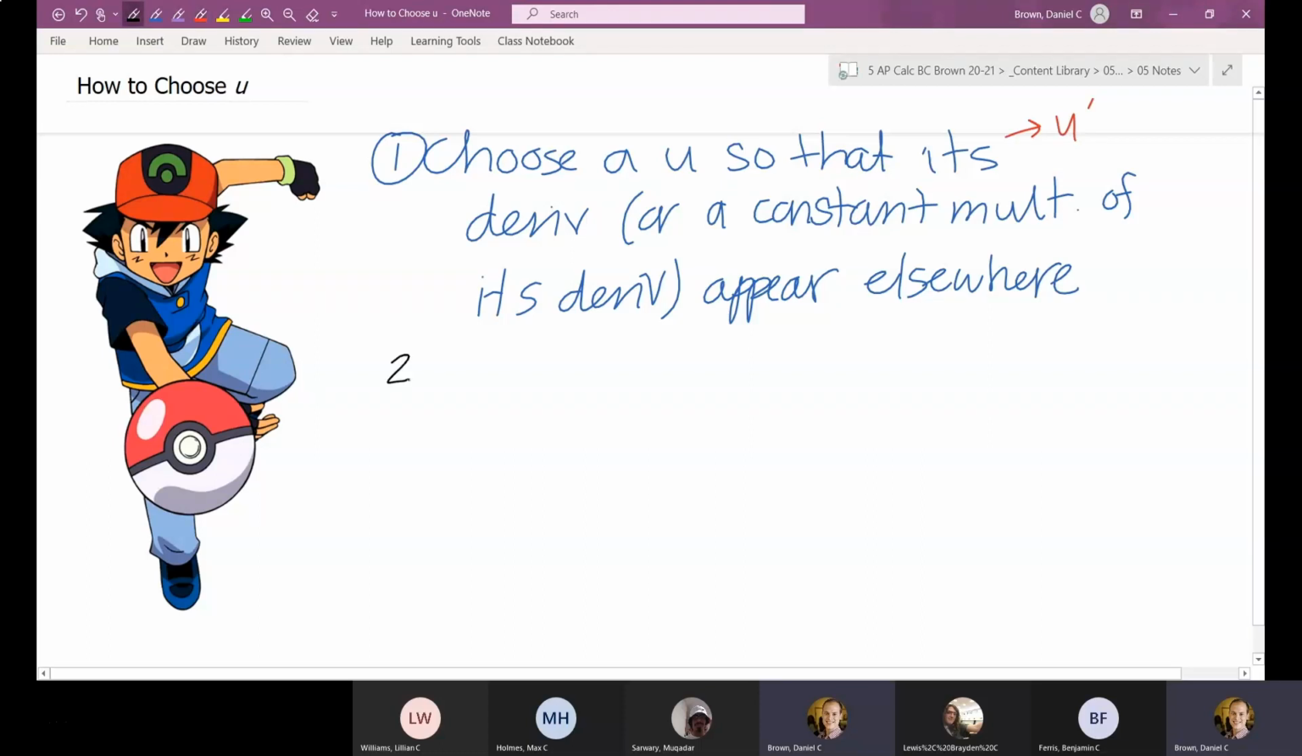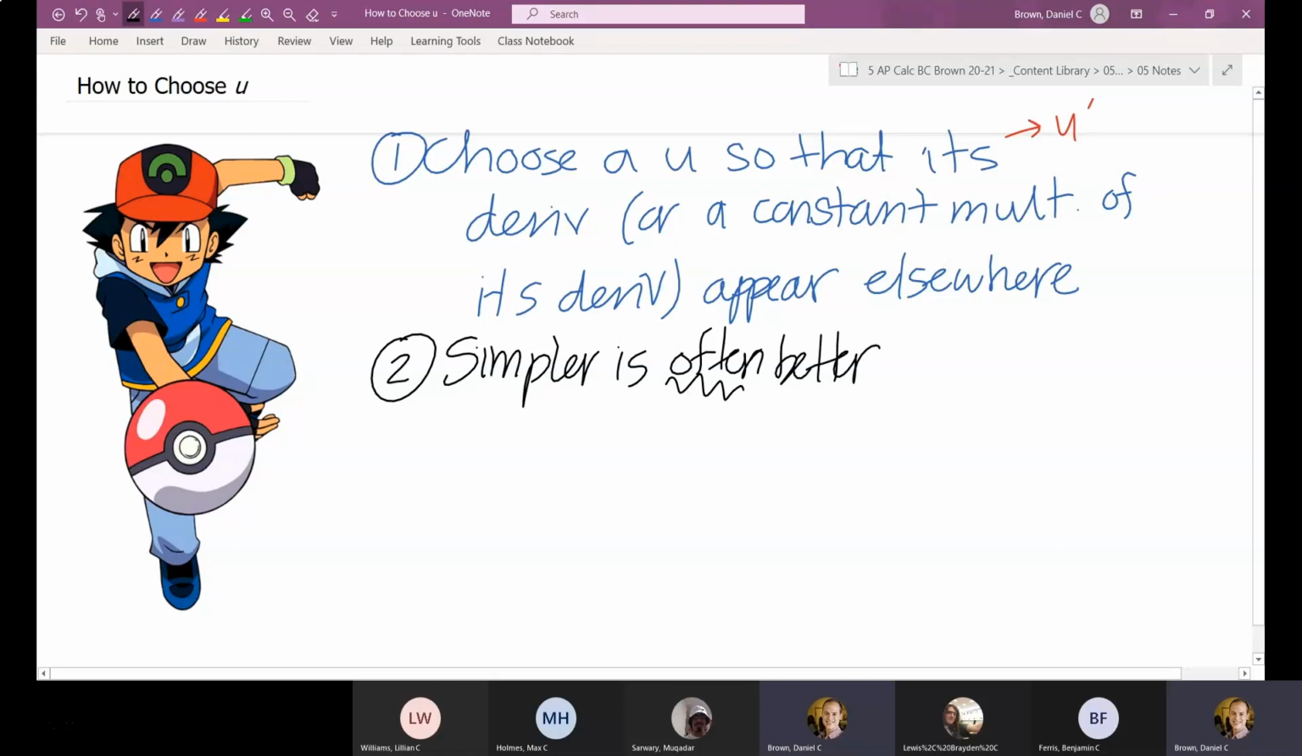The other thing I'd like to consider is that simpler is often better. And I did choose that word on purpose. u isn't always going to be the simplest thing in the function. We'll see that sometimes u has to be more complicated for it to work out nicely. And then the last step is more of a very teachery thing to say, and that's just to practice.